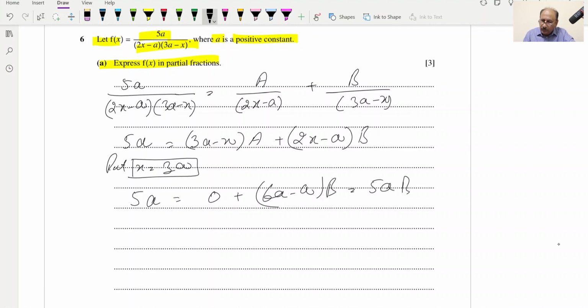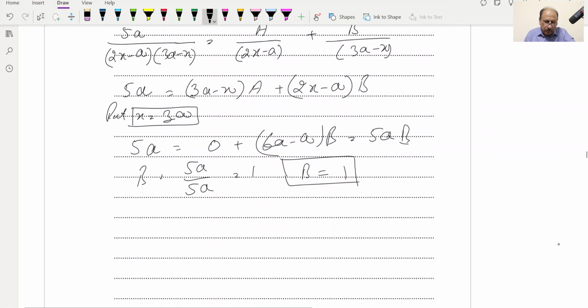Now we can check for the value of b. B will be equal to 5a over 5a, which is equal to 1. So this implies b is equal to 1. We got b value 1. Now we can target for a value, and for that one we will be putting this one as 1 by 2a or a by 2. So we can put x is equal to a by 2. And this value will be resulting to b is equal to 0.